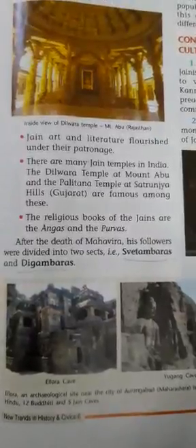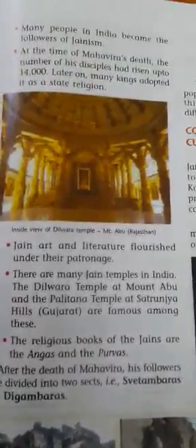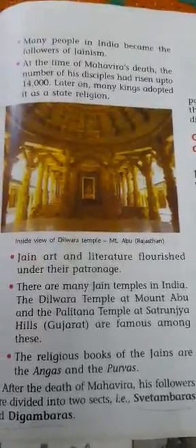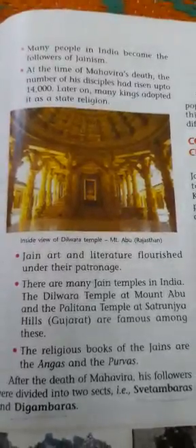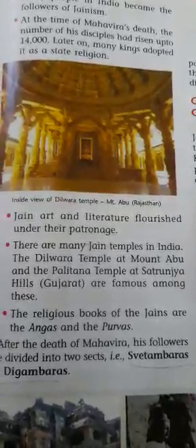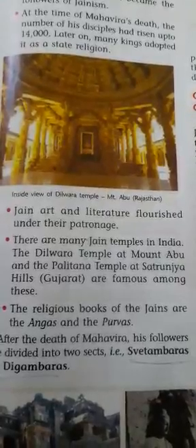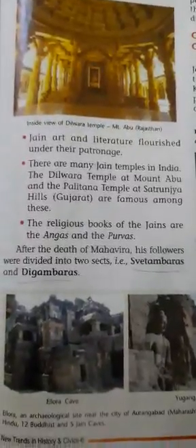There are many Jain temples in India. The best example is the Dilwara temple at Mount Abu. You can see very beautiful art and architecture of the Dilwara temple. It is in Mount Abu, Rajasthan. Next you can see the Palitana temple at Shatrunjaya Hills, Gujarat. It is also very famous. And the religious books of the Jains are the Angas and Purvas.